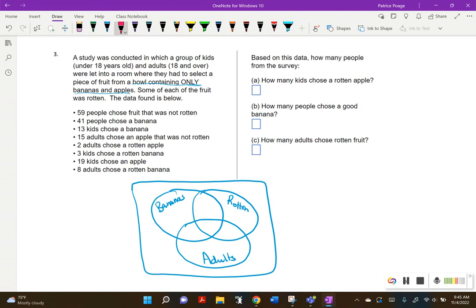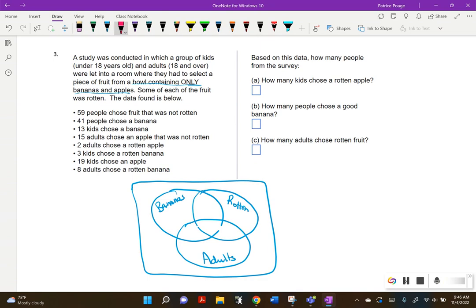So it says 59 people chose fruit. So people, we don't know if it's adults or kids, could be both, chose fruit, so apples or bananas, that was not rotten. So all we know is it's not in the rotten circle, but we don't know the other 4. So we're going to skip it. 41 people chose a banana, so the banana circle will add up to 41. Can't do it. 13 kids, so if they're kids, they're not in the adult circle. Okay, they're in these other 4 spots. And they chose a banana. So they're in these 2 spots. So we can't do that one yet either.